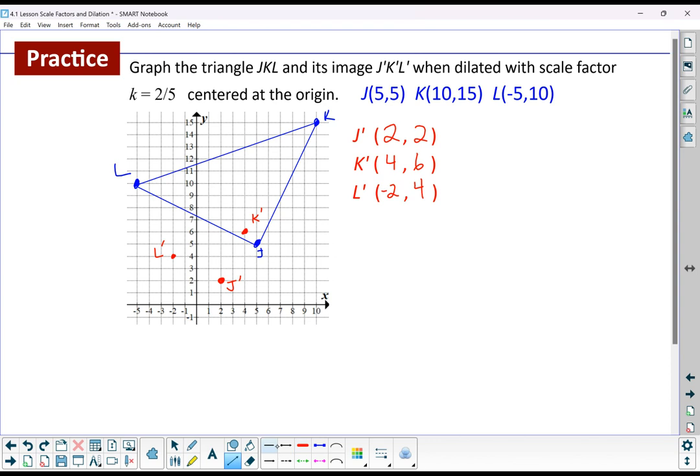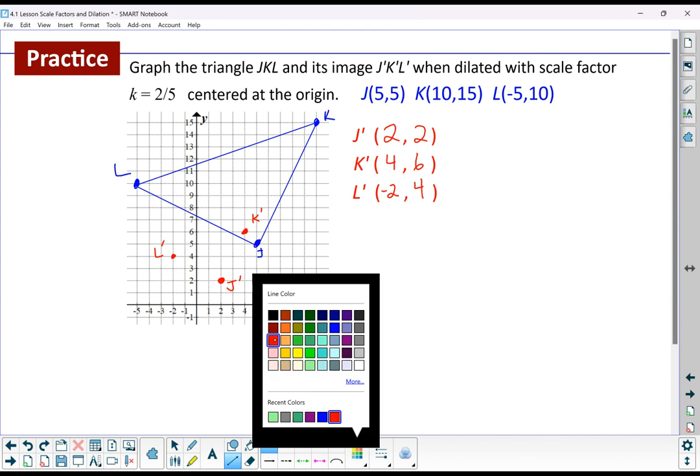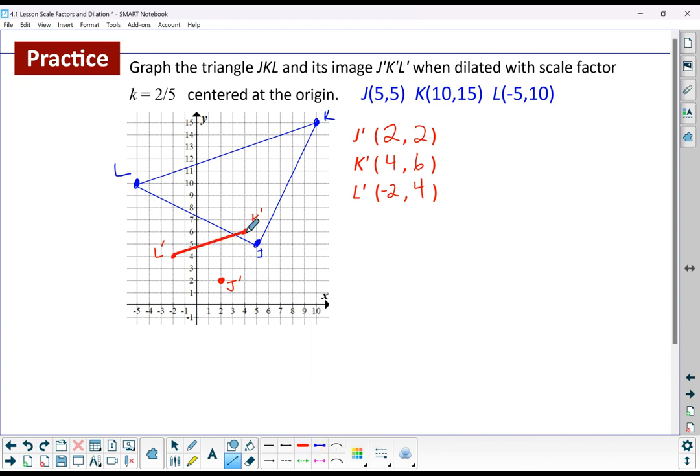If we graph this little shape and connect those, it should give us some nice parallel segments, and it should give us a perfect little scaled copy with the scale factor of 2/5. So each length in that new triangle is 2/5 as long as the original.